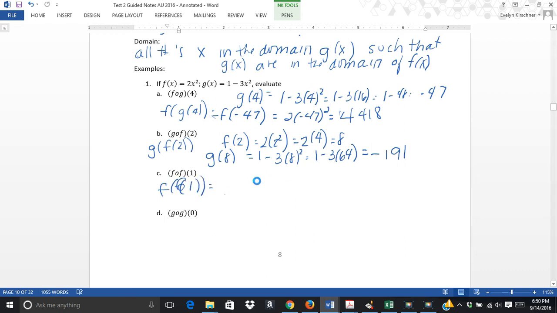f composed with f at 1. So I need to know what f of 1 is. Well, that's 2 times 1 squared, which is 2. So now I really want to know what is f of 2. And that's 2 times 2 squared, which is 8.